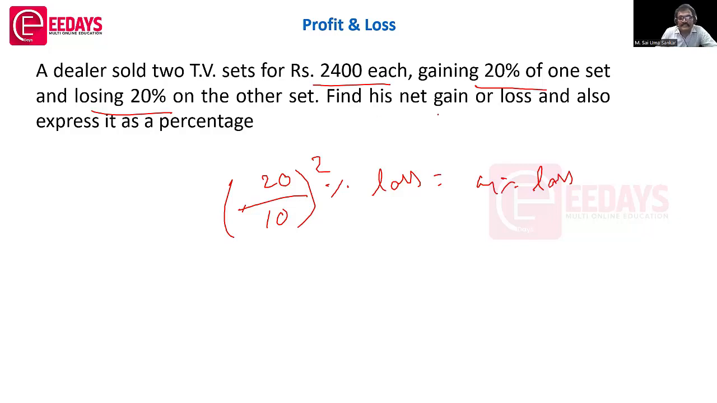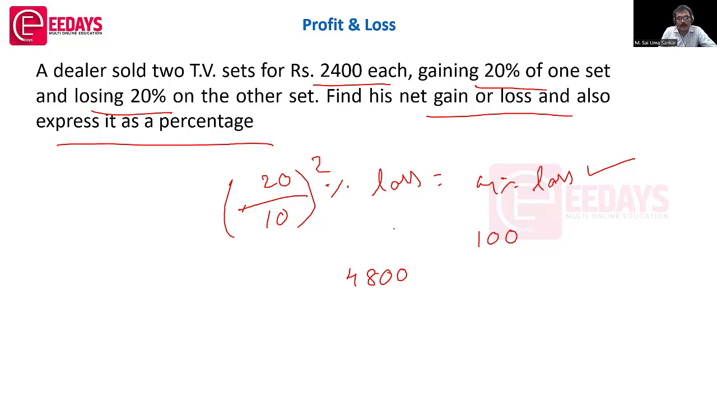What is the question? Find his net gain or loss. Also express it as percentage. So percentage is equal to 4%. Now, ఇక్కడ ఏంటి? మనకి 2400 ఈచ్. సో టోటల్ ఎంత అయింది? 4800 రూపీస్. ఓకే, నెక్స్ట్, సపోజ్ కాస్ట్ ప్రైస్ ఈజ్ ఈక్వల్ టు 100. వాట్ ఈస్ ద సెల్లింగ్ ప్రైస్? దట్ ఈస్ ఈక్వల్ టు 96, or not. ఎందుకు 96? 4% లాస్ కాబట్టి.